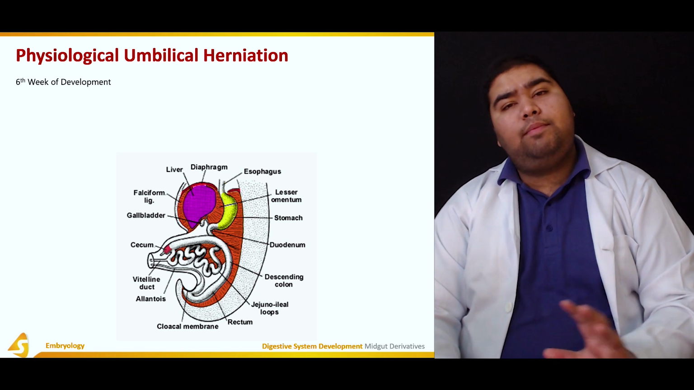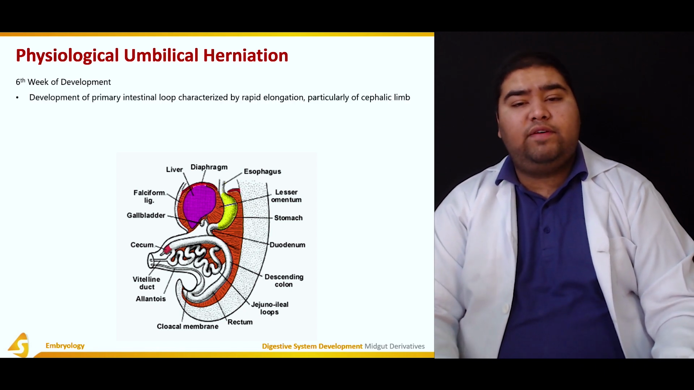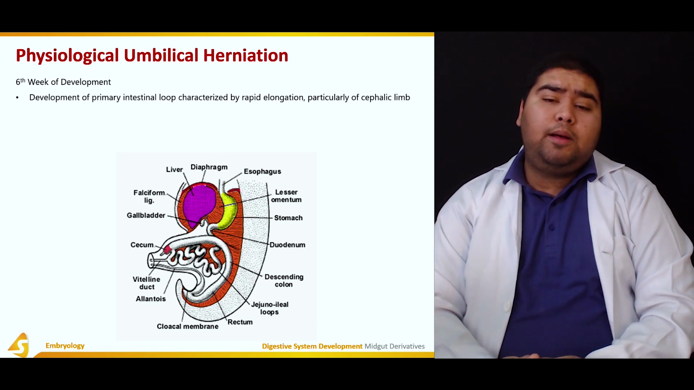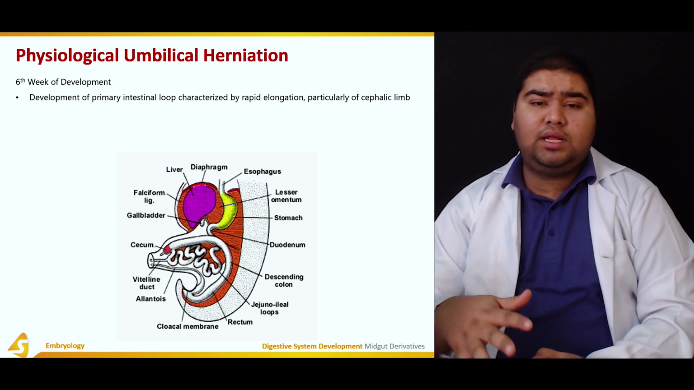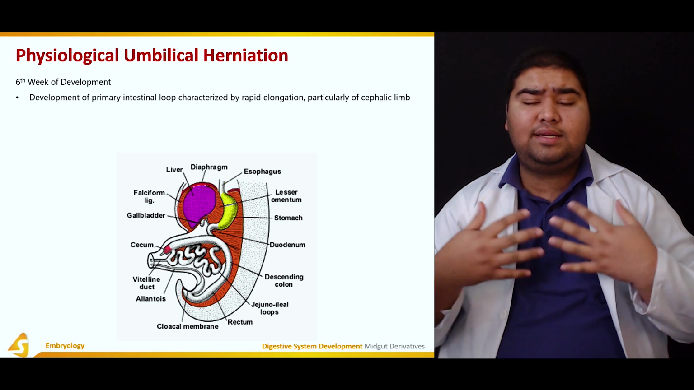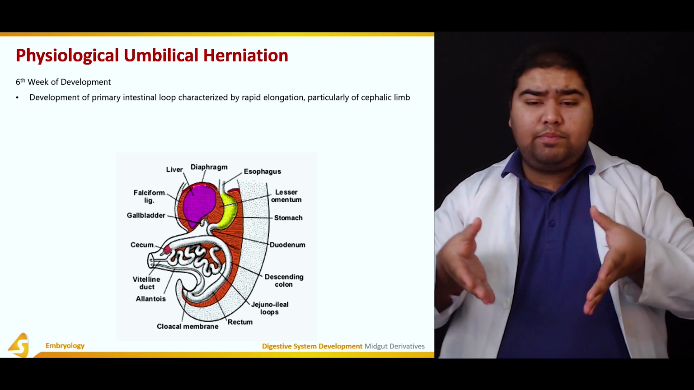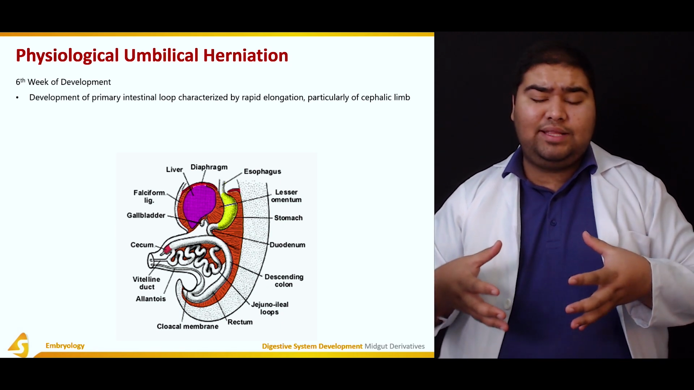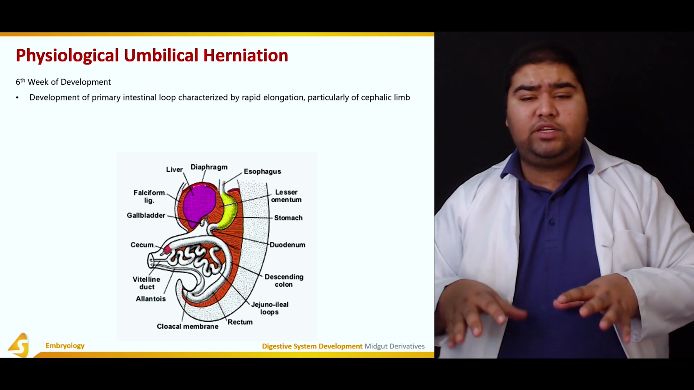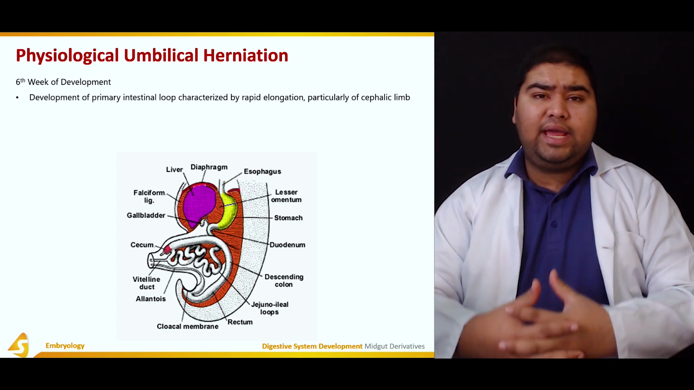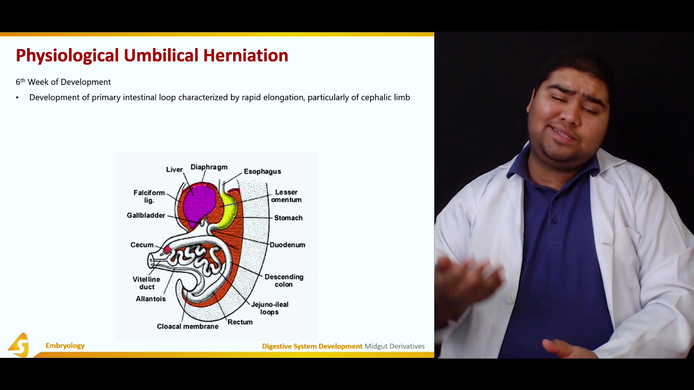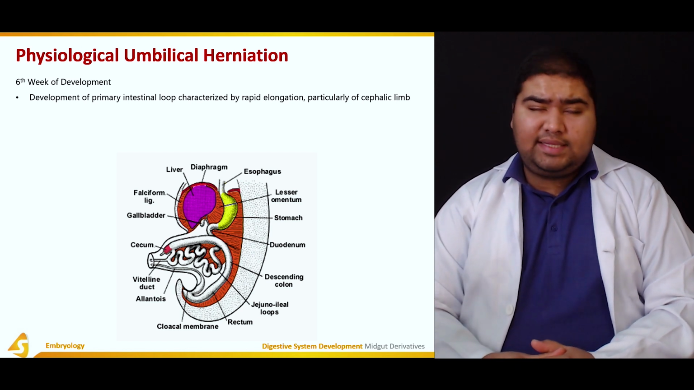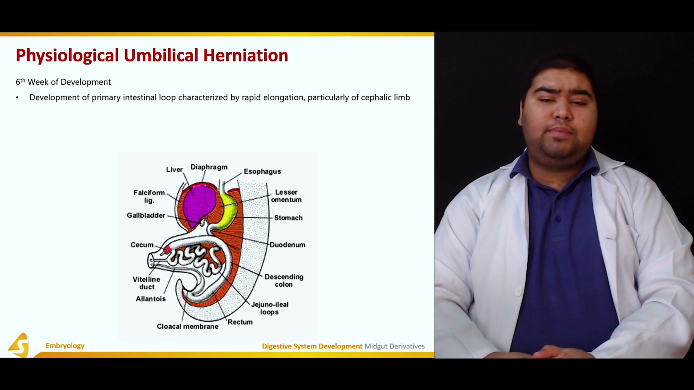The embryo is at the 6th week of development. Development of the intestine is characterized by rapid elongation, primarily of the cephalic limb. The pre-arterial limb undergoes rapid proliferation. As a result of this rapid proliferation, the abdominal cavity becomes smaller, and there is not enough space within the abdominal cavity to accommodate all of this developing intestine, as a result of which the developing intestine herniates through the midgut into the yolk sac. This is known as the physiological umbilical herniation.